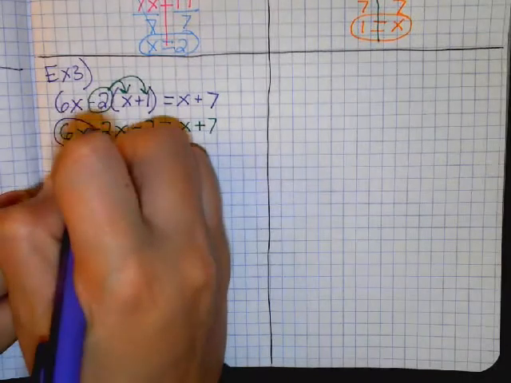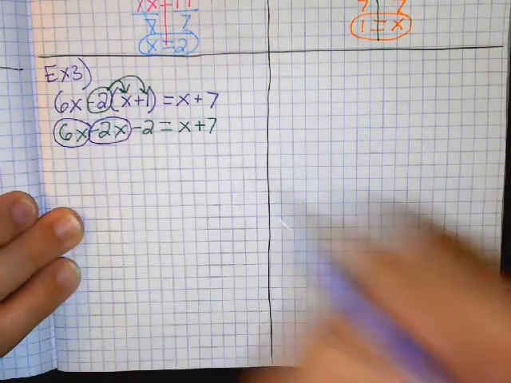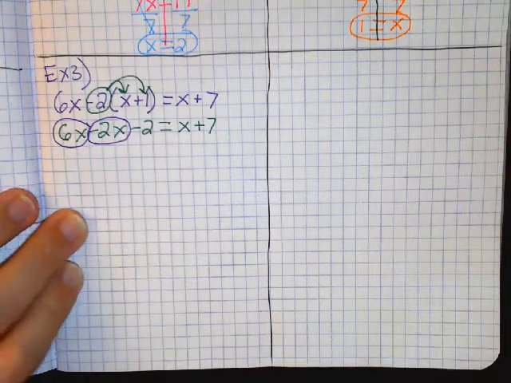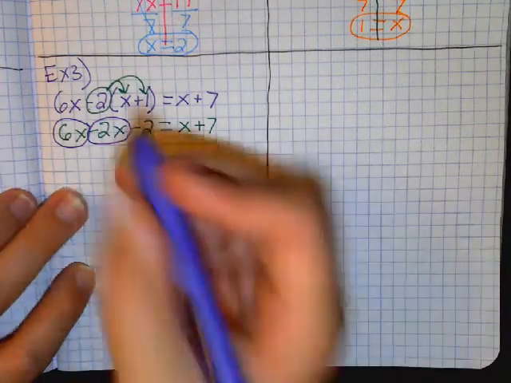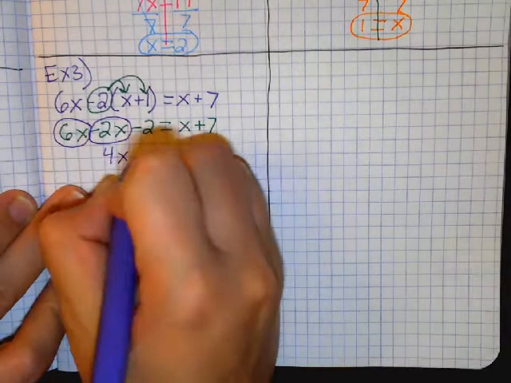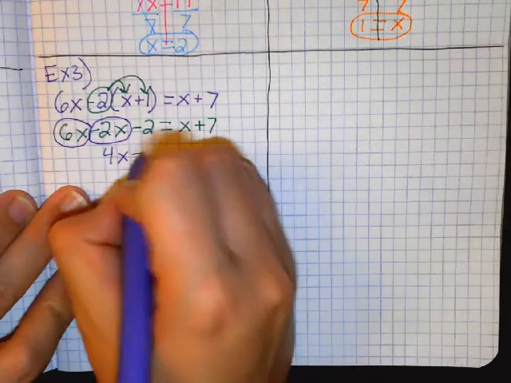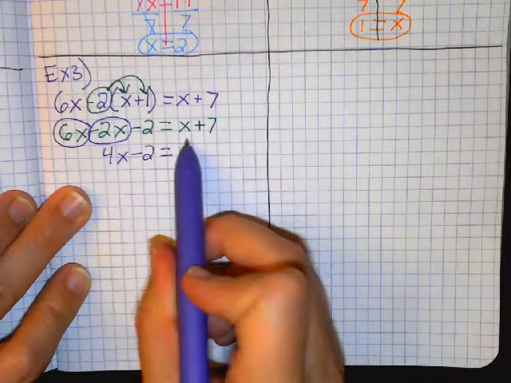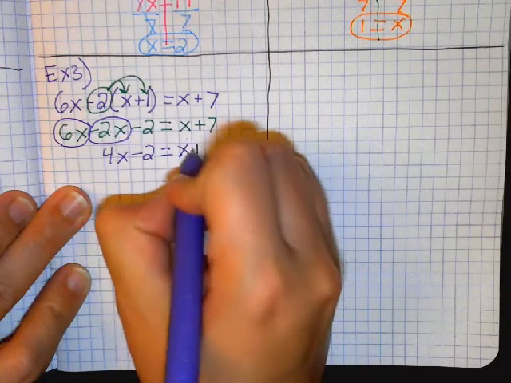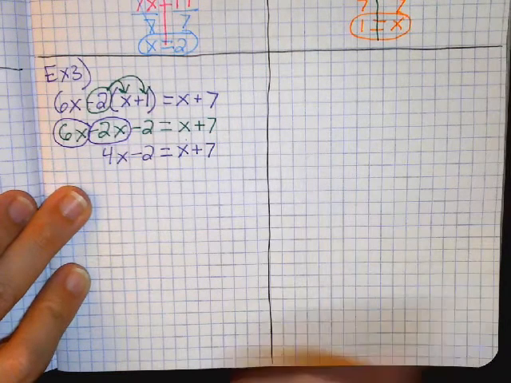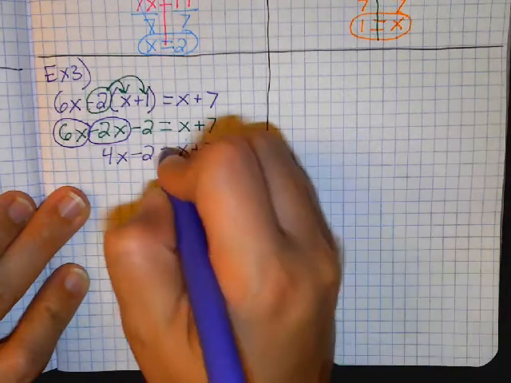Now I'm going to just combine like terms. 6x plus negative 2x. 6 plus negative 2 equals 4. So I have 4x. I don't have any other constants, so minus 2. x plus 7 is as simplified as it can get.